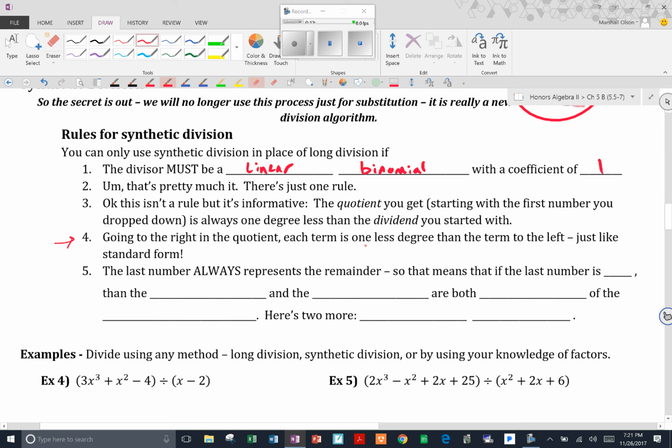Going to the right in the quotient, each term is 1 less degree than the term to the left, just like standard form. The last number always represents the remainder. So that means that if the last number is 0, so if you don't get a remainder, think about when you do division with numbers. If you get no remainder, that means you found a factor. Okay? The divisor and the quotient are both factors. This is such an important concept right here. The divisor and the quotient are both factors of the dividend, of that original function.